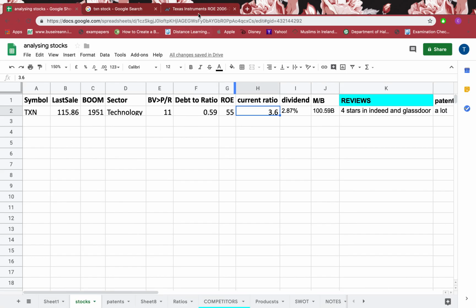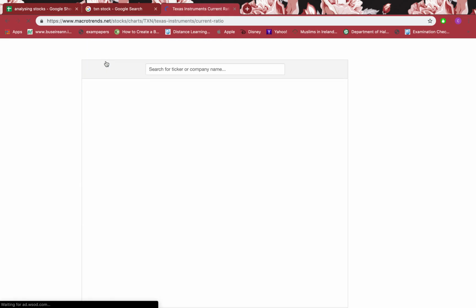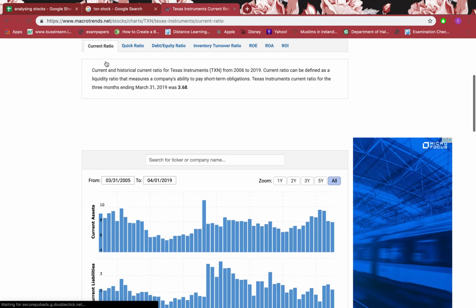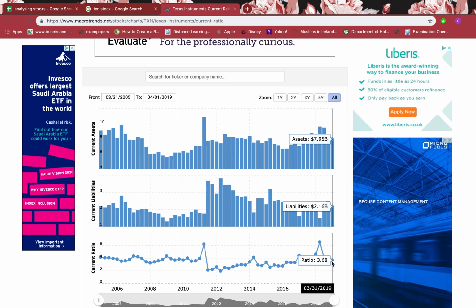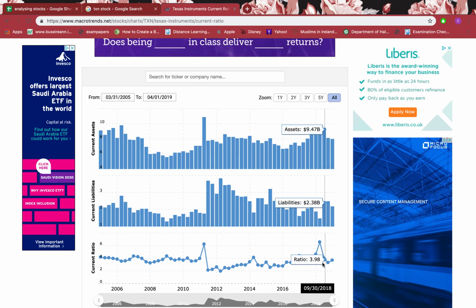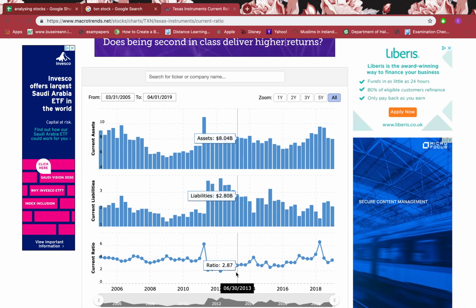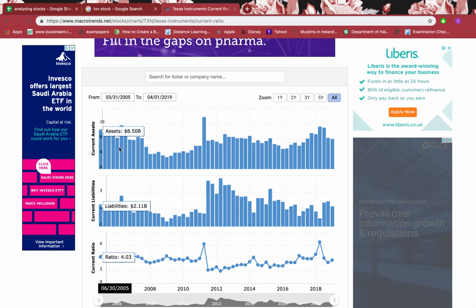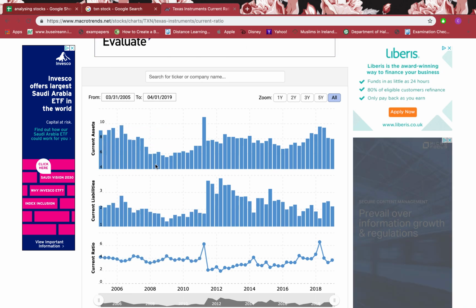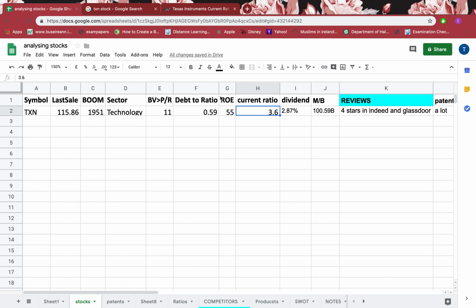Then if I see the current ratio, I'll just click here, and it should be at least 1.5 to be safe to invest. Here it's 3.68, which is very good, that's really good. If I just see the previous ones, it's been consistently above 1.5, which is really good, which makes the company very safe. So it means it always has more assets than liabilities throughout the years, which is really good.